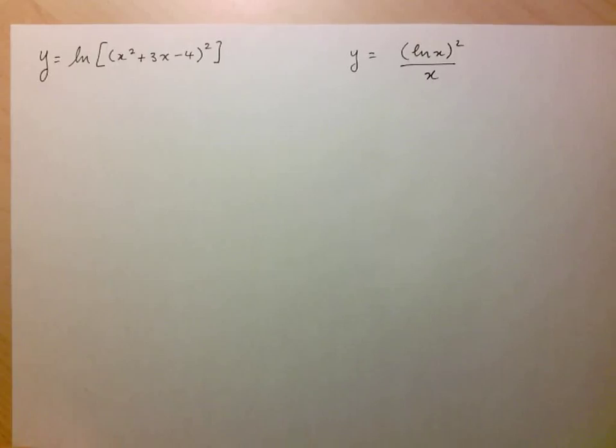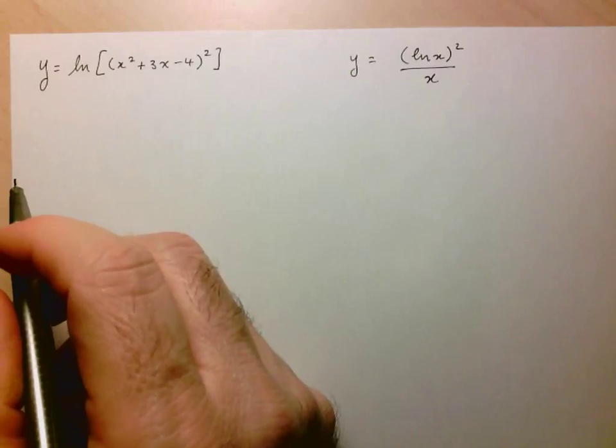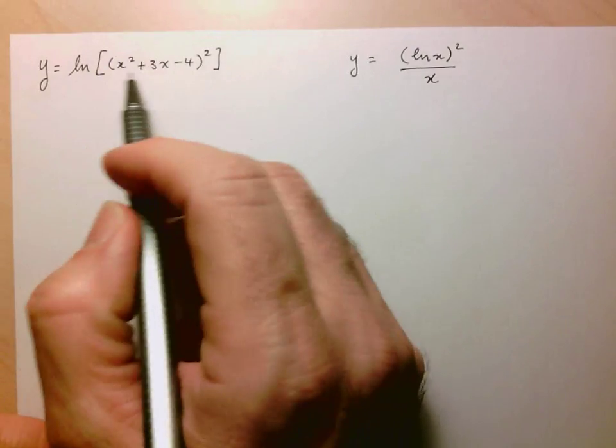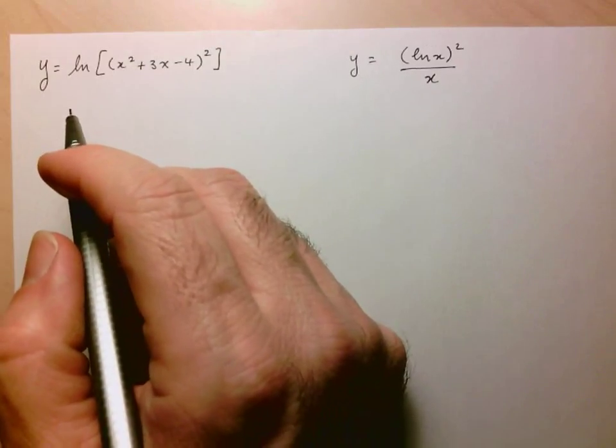Hi folks, we'll take a look at a couple of examples of finding derivatives involving logarithmic functions. Okay, so we'll start with this one here on the left. Here I notice I've got the natural logarithm of some expression. So the first thing would be to think of using the chain rule.